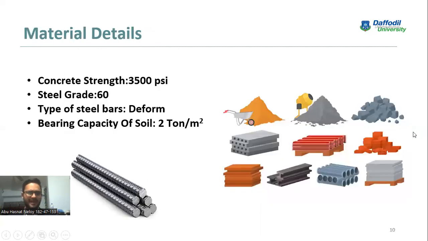So now material details. In this project, I considered concrete strength 3500 psi, steel grade is 60 ksi, type of steel bar is deformed bar, bearing capacity of soil is 2 ton per meter square.